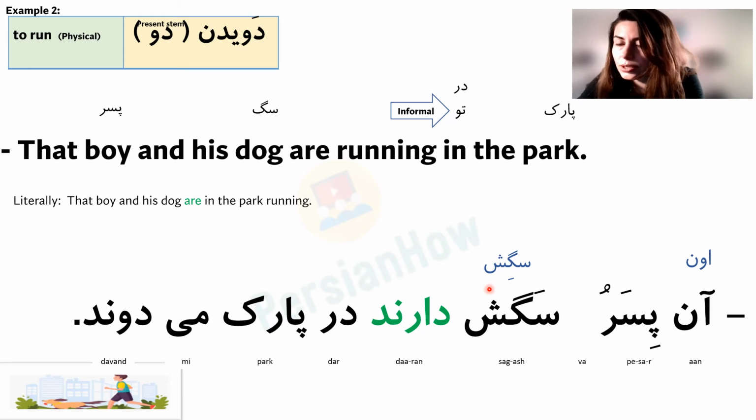We have also learned this in the lesson about possessive adjectives. The next thing that changes is darand. Darand becomes daran. Dar, we said it's two, you see from here. And then midavand has a drastic change in the spoken language. It becomes midoan. Midoan. So now let's read it one more time. اون پسر و سگش دارن تو پارک میدوئن.